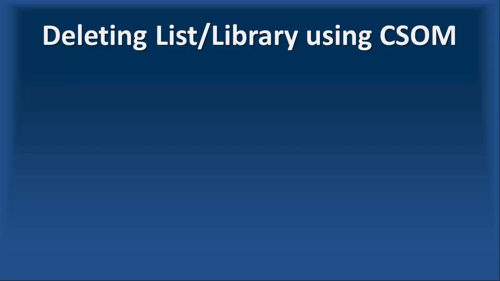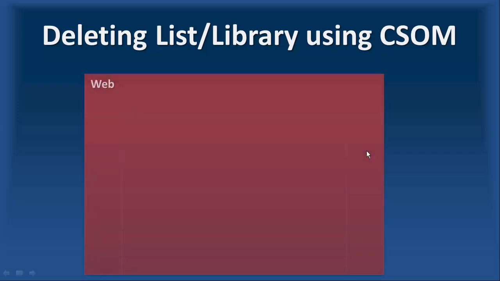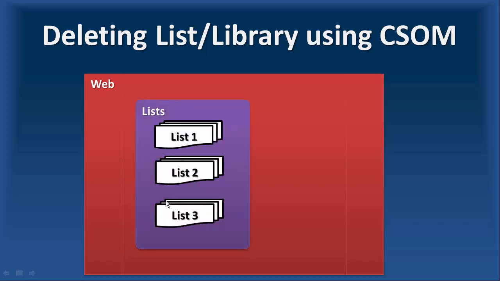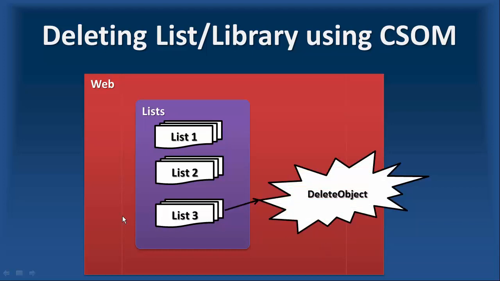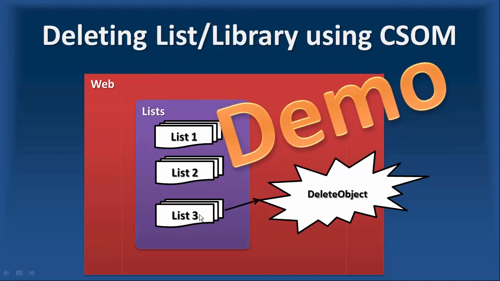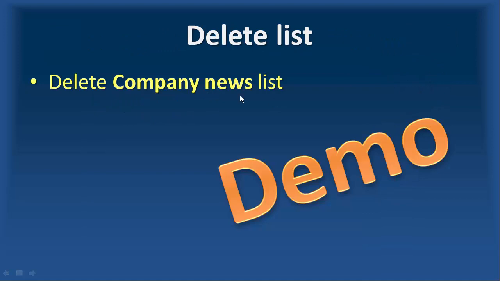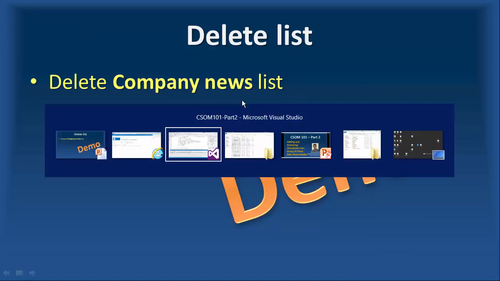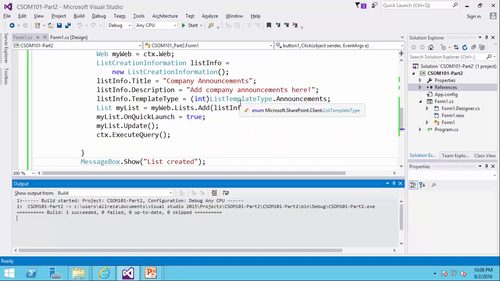Now, to delete the list or library using CSOM, again, we go back to the same collection. So we have the web. Inside web, we have lists collection with a couple of lists. So this time, to delete a single list, we need to call the delete object function of that specific list. So let's see how it is done. The demo is to delete a company news list or company announcement that I just created.